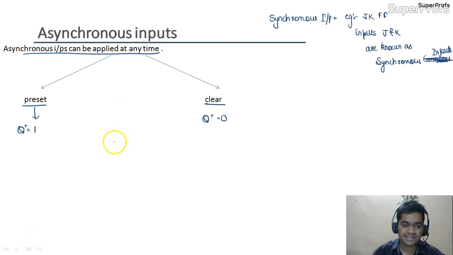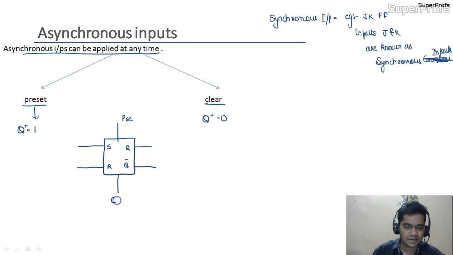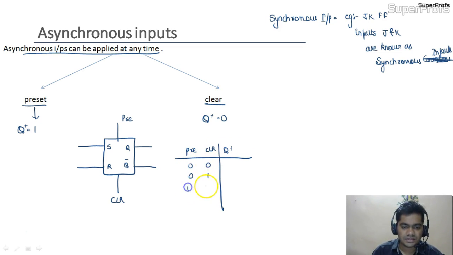So how are we going to represent it in a flip-flop? Suppose this is a flip-flop, with S, R, Q and Q bar. These are the inputs, that is the synchronous inputs, and the outputs. Here we are giving preset and here we are giving clear. So what would be the truth table for this? This is preset, this is clear, and this is our output Q plus. So 0 0, 0 1, 1 0 and 1 1.